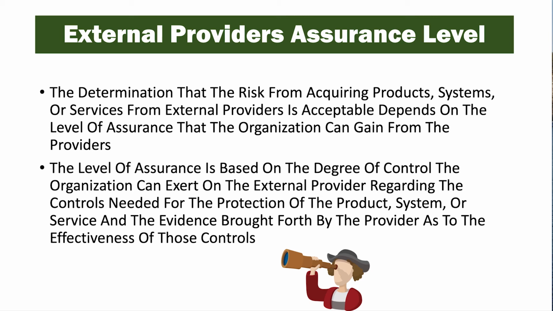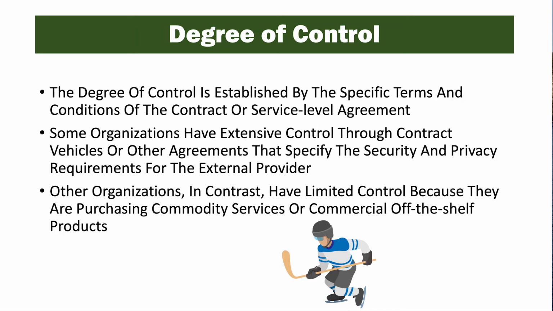So as a customer of the supplier, we can require that a level of assurance is implemented in the system or application. This includes the evidence that controls are implemented within that system or application. The degree of control is established by specific terms and conditions of the contract or service level agreement. Some organizations have extensive control through contract vehicles or other agreements that specify the security and privacy requirements for the external provider. Other organizations, in contrast, have limited control because they are purchasing commodity services or off-the-shelf products.